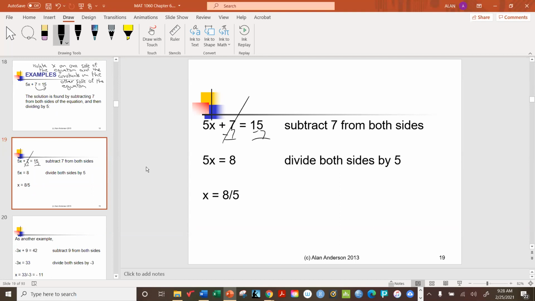Now, we don't want to know the value of 5x. We want the value of x. So the only way to do that is to divide out both sides by this 5, so that when you're done, you have x equals 8/5, and you're done.